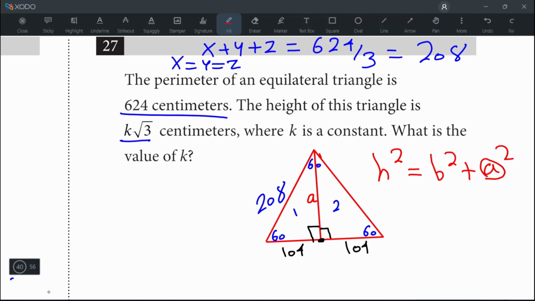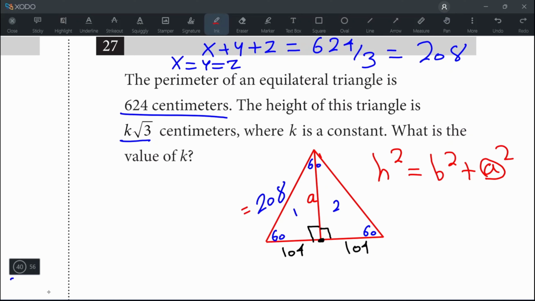So, the hypotenuse is equal to 208, which is the longest side in a right triangle, and the base is equal to 104. So what we're going to do here is solve for a. We will solve for a by subtracting b to the power of 2 from both sides. So we will have h to the power of 2 minus b to the power of 2 is equal to a to the power of 2.